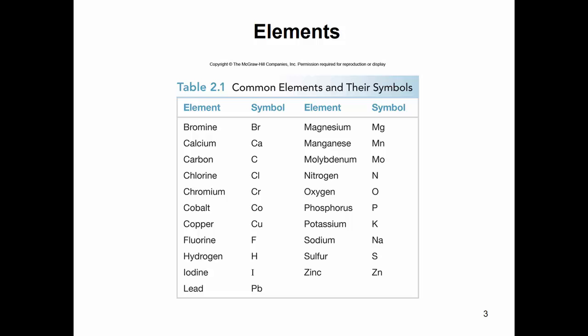Here are some common elements and their symbols. A lot make sense, but then here, maybe lead you might think would be Le or something, but instead it's Pb. Okay.